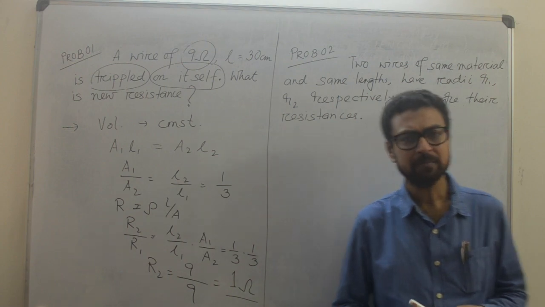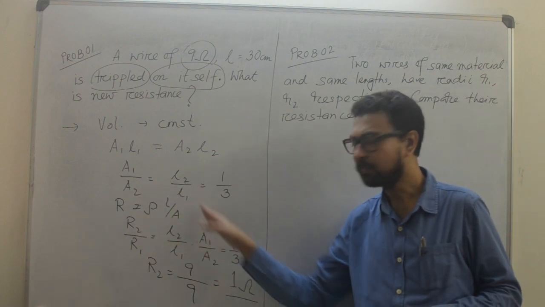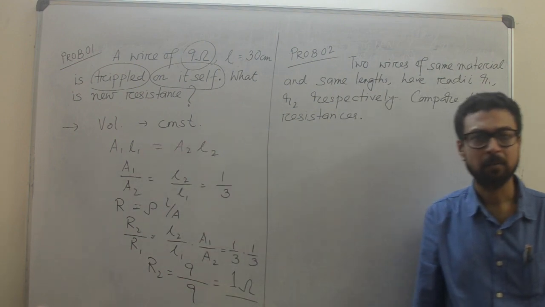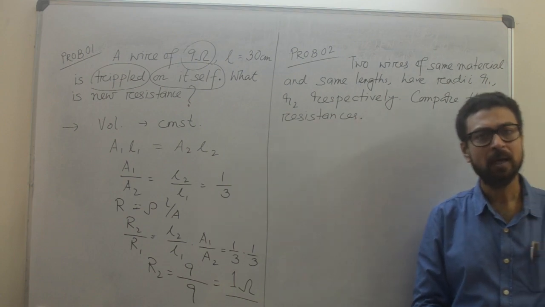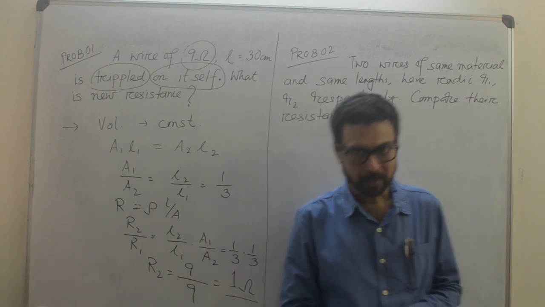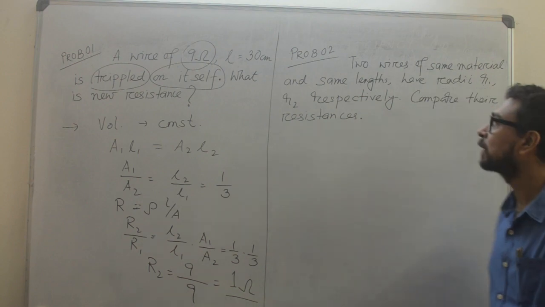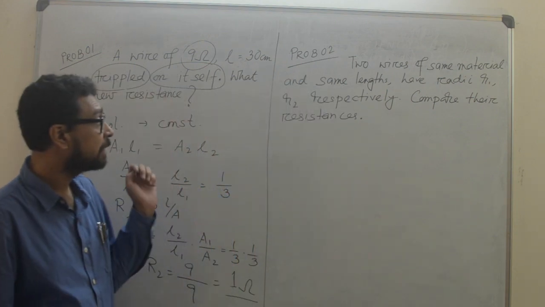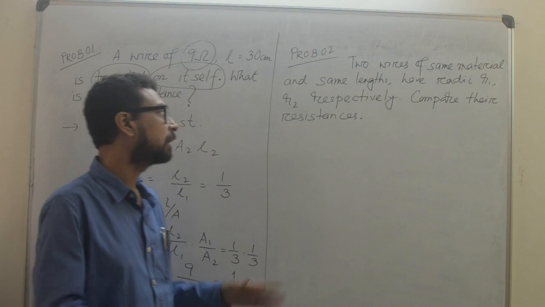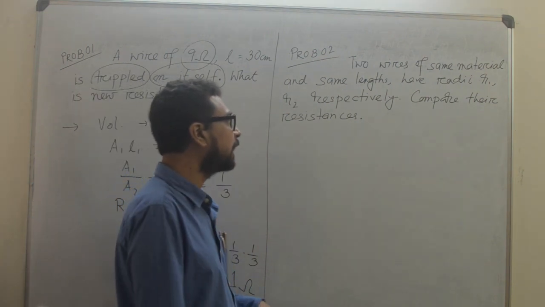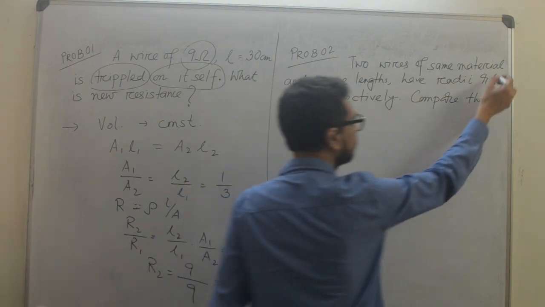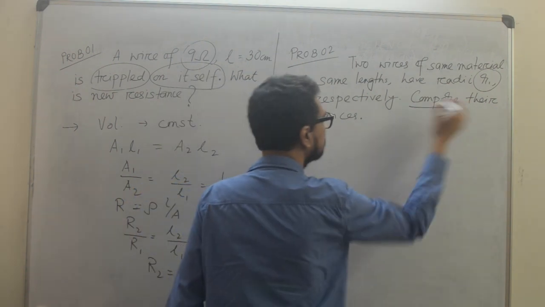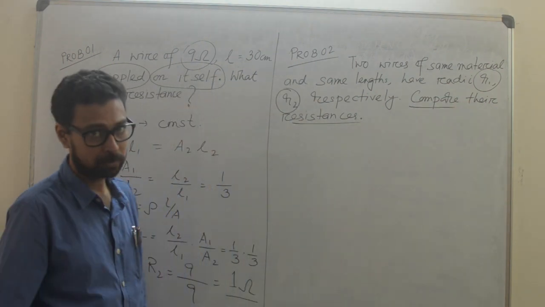You see, we have just used the normal formula, and that's the way we have solved the problem. It's a pure and simple example of resistivity. Alright, now let us do another one. Here it says that there are two wires of same material and same length, but they have different radii R1 and R2 respectively. We have to compare their resistances. This is what they want to know.